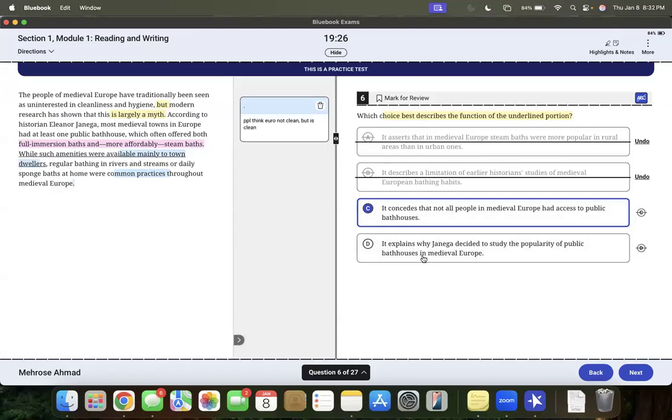D, explains why Janeja decided to study the popularity of public bathhouses in medieval Europe. Again, does not make sense, because we don't talk about the historian either. So that is sort of a distractor answer.